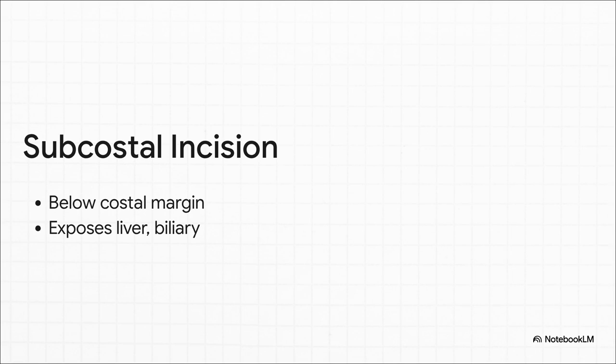And that specific diagonal angle is what gives you perfect immediate exposure to the biliary tract. If you're setting up for an open cholecystectomy to take out a gallbladder, or maybe a liver biopsy, this is your doorway. The surgeon gets targeted, direct access right to the liver, gallbladder, and all those underlying biliary structures.